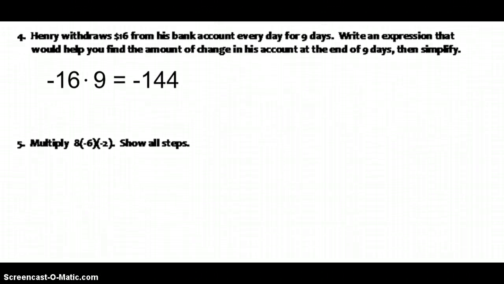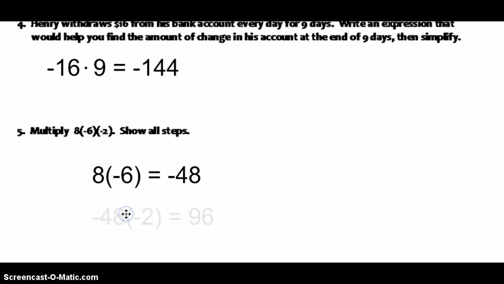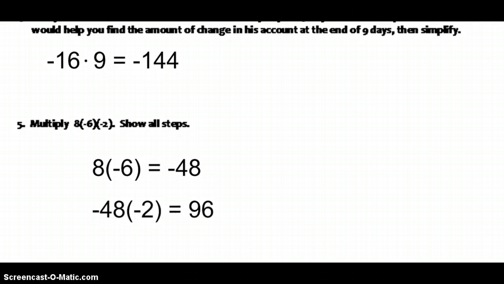Question 5, we're multiplying 3 numbers. Because of the order of operations, we need to start on the left side and go right. So the first thing we're going to do is multiply 8 times negative 6, which would be negative 48. Then we're going to multiply that product by negative 2 to get a final answer of 96.